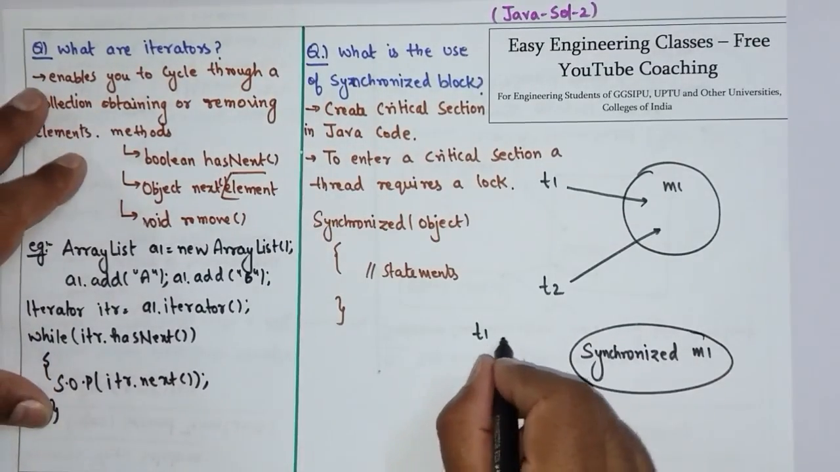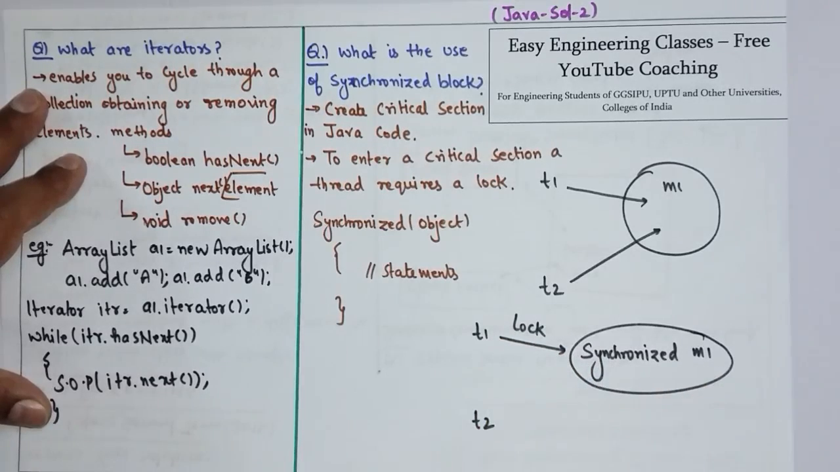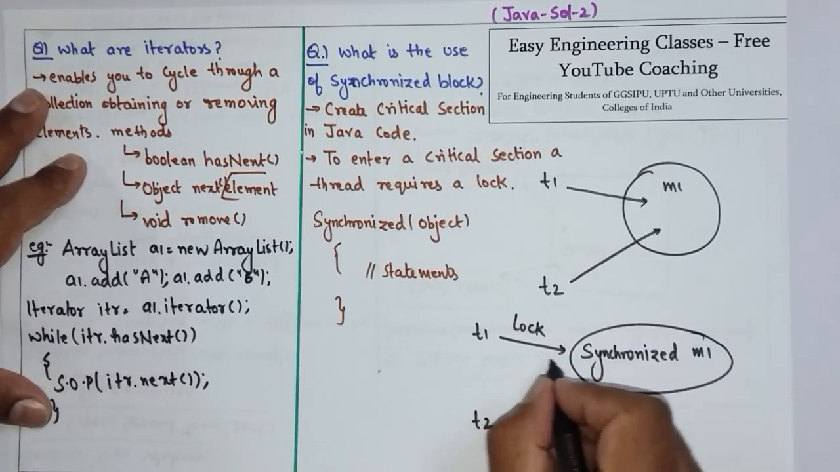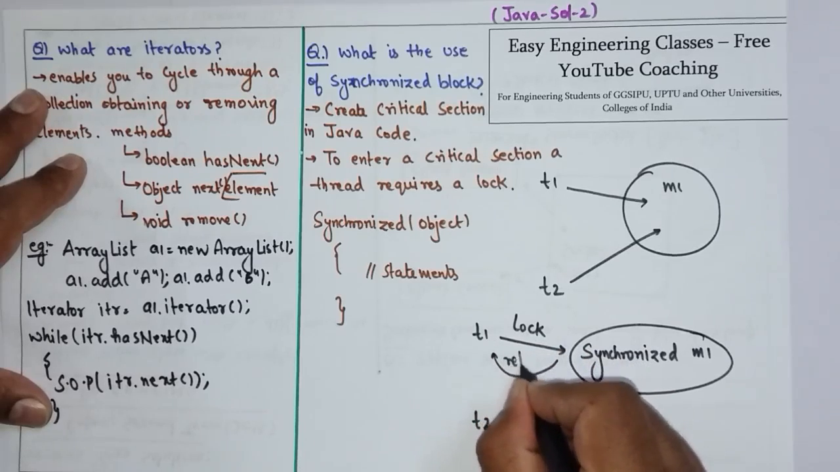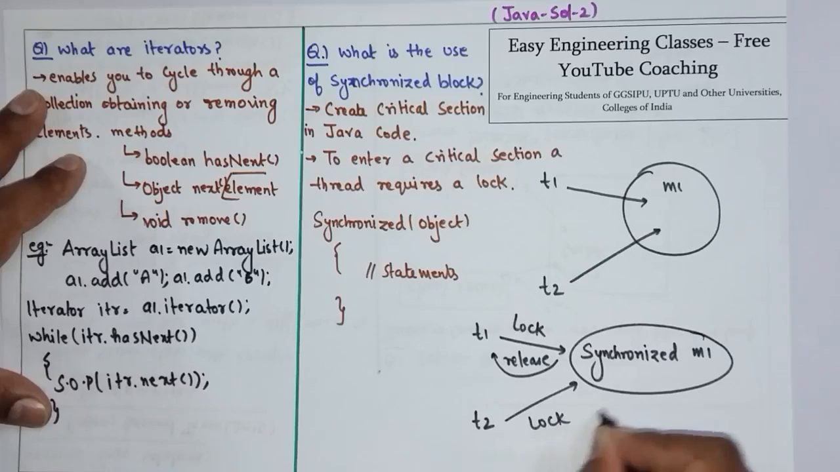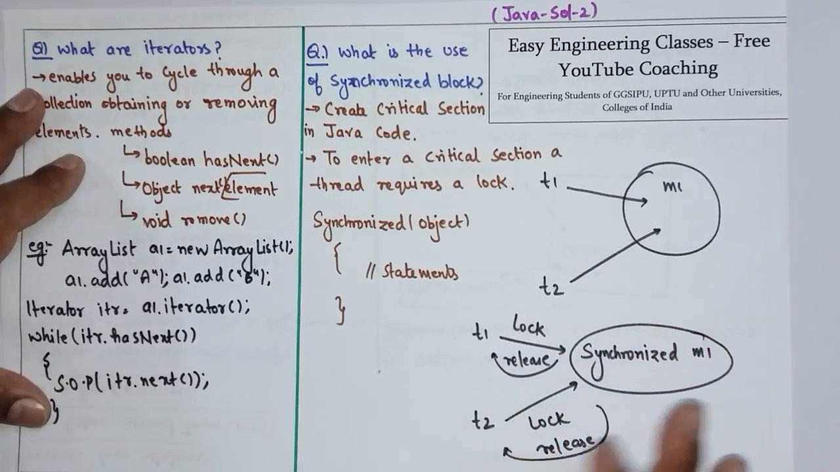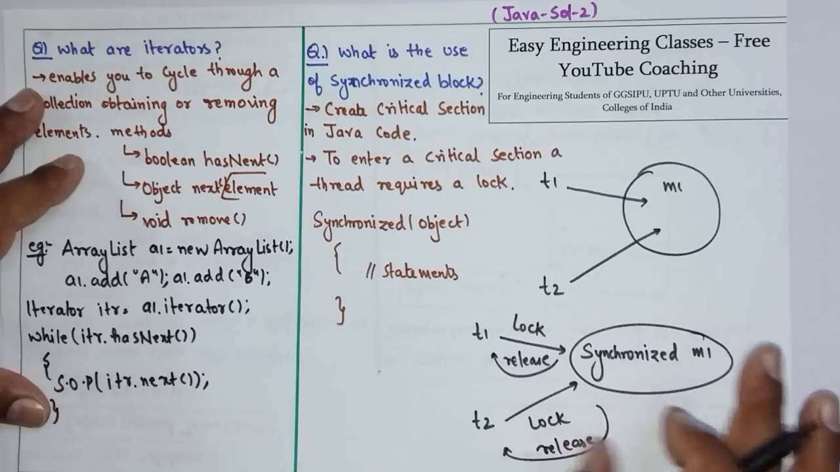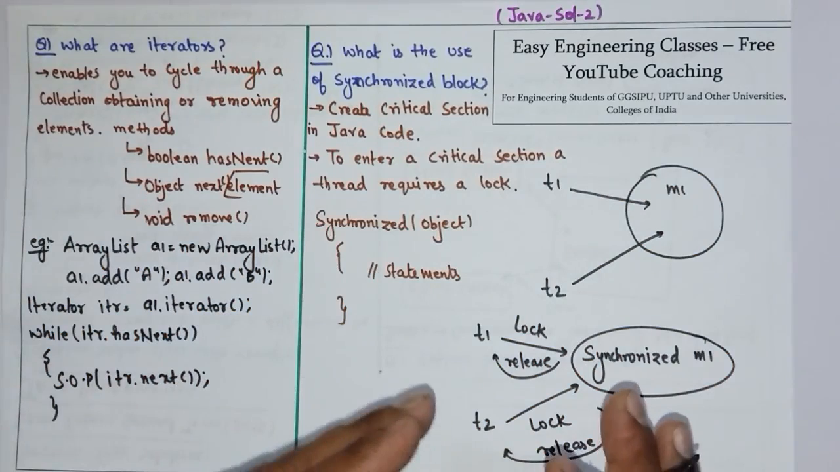So if t1 has acquired a lock, then it will access m1, and when the execution is complete, it will release the lock, and only after that can t2 acquire the lock and complete its process. So in this way, serializability is maintained and the consistent state of this resource is maintained. So this is the basic theory of the synchronized block.